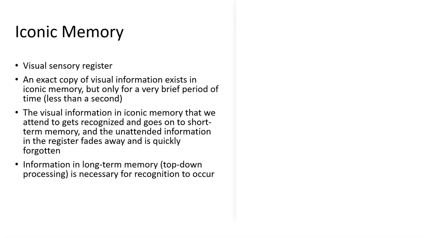Information in long-term memory is going to be used. So if I see that phone number, I know what phone numbers are. I can, for instance, use top-down processing to ignore the area code. So let's say it's the same as my area code. That's not novel information. It's not necessary for me to pay any attention to it.